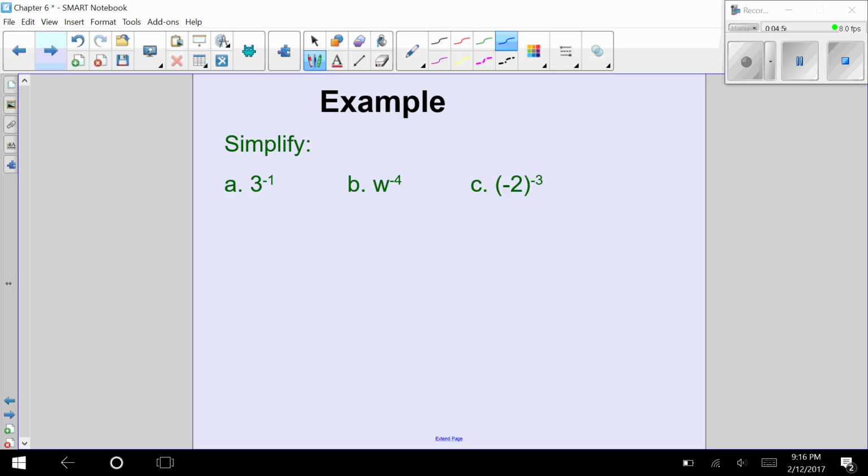Try these 3. All right, 3 to the negative first power is 1 over 3 to the first power, or just 1 over 3. W to the negative fourth power is 1 over W to the positive fourth power. And negative 2 to the negative third power is 1 over, my base is still negative 2, but now it's to the positive third power.